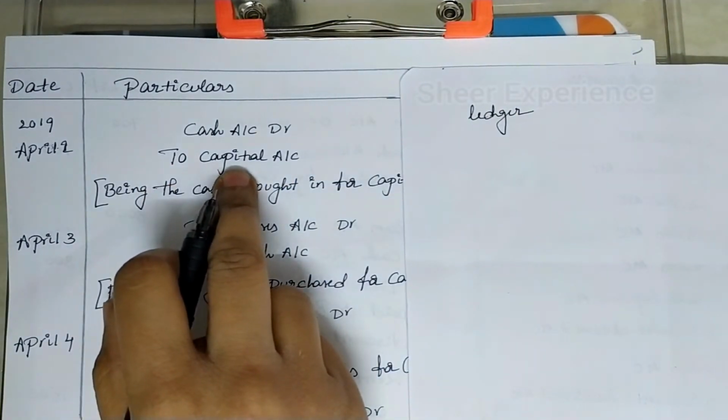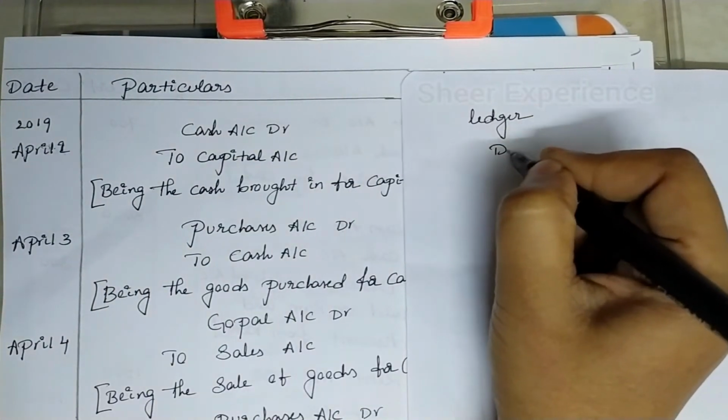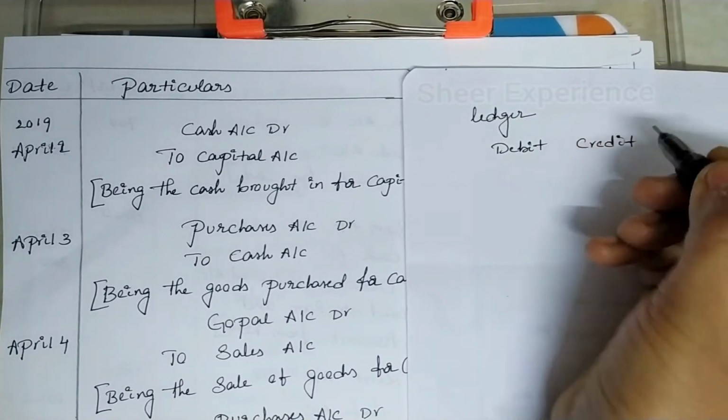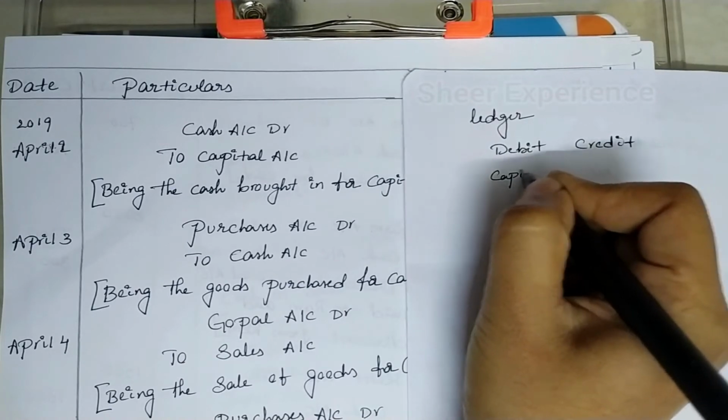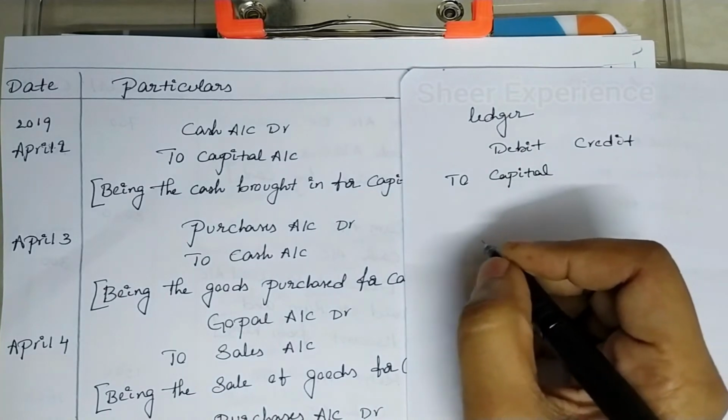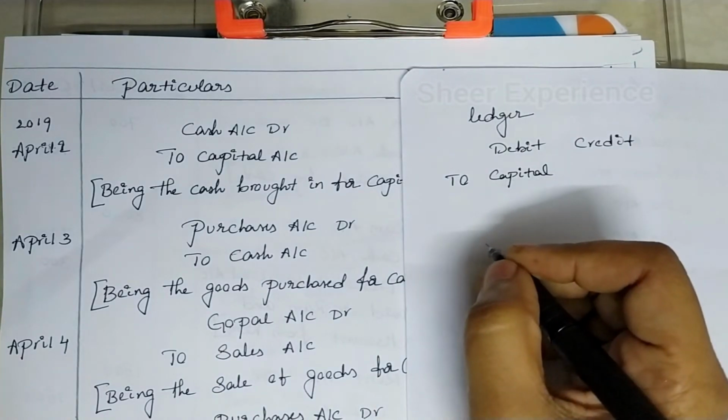In the first journal, that is cash account debtor to capital account, cash is debited and the corresponding credit account is capital account. So we will take capital account for the cash ledger account. We will put this capital account on the debit side as to capital account. Just remember, if the account is debited in the journal, we will credit it in the ledger. And if any account is credited in the journal, we will put it on the debit side in the ledger.